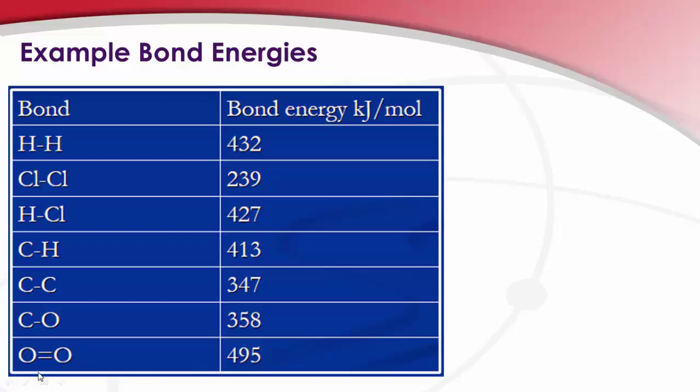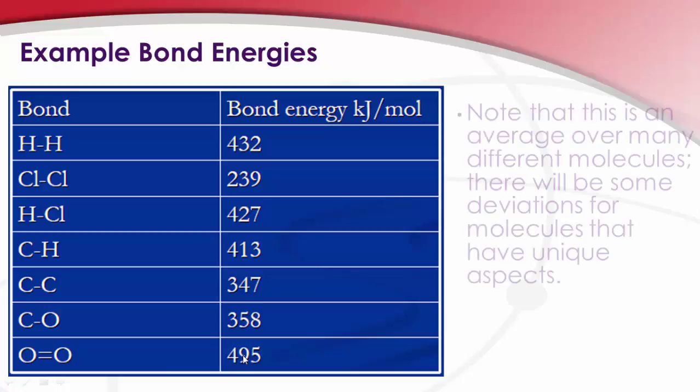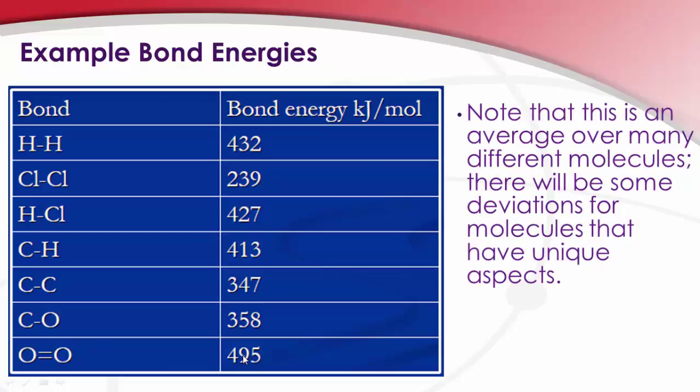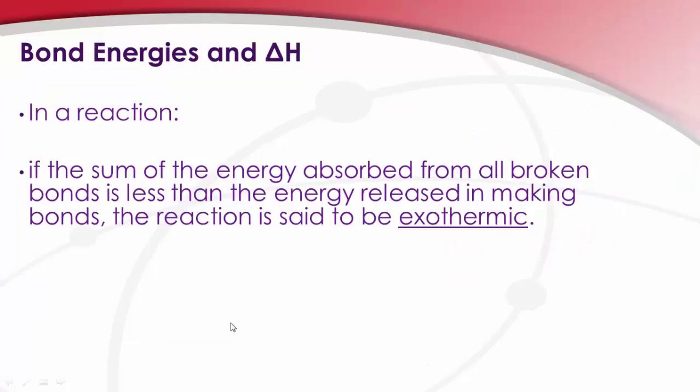In contrast, we have an oxygen-oxygen double bond here, which has a much higher bond energy. All of these numbers quoted here are averages, and when we consider component bonds within precise molecules rather than generalities, there will be some deviations, and we'll actually talk about some of those deviations in a few minutes.